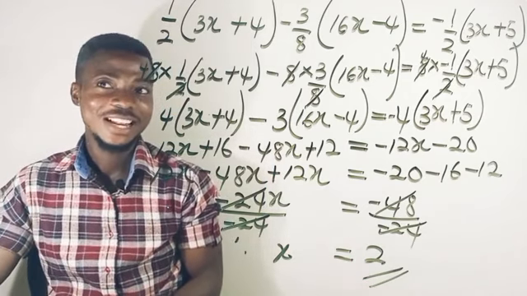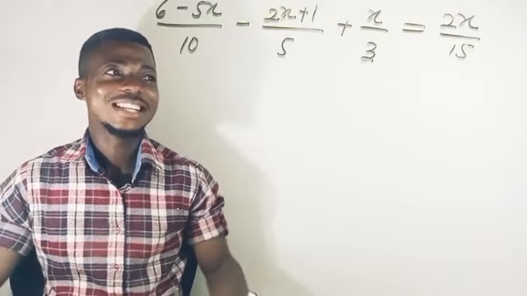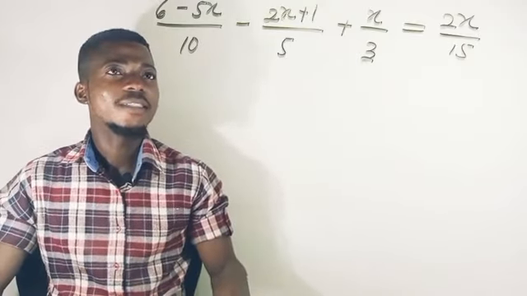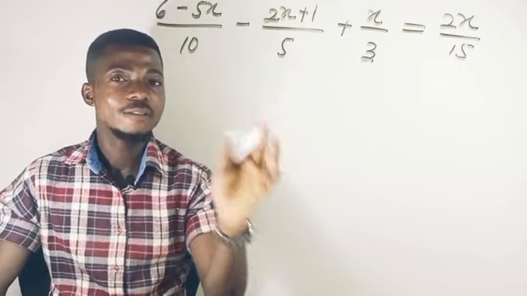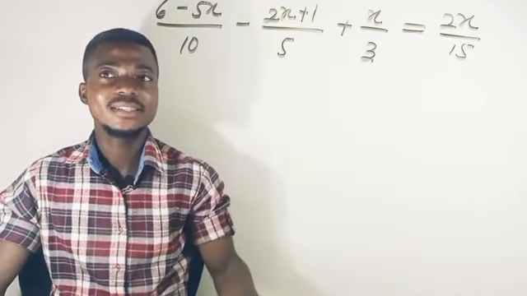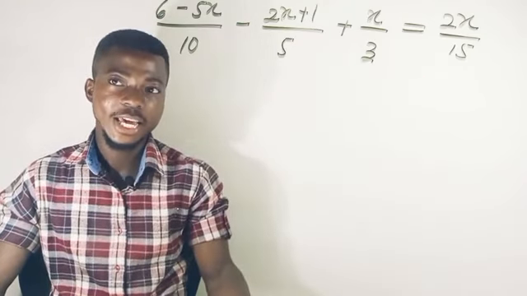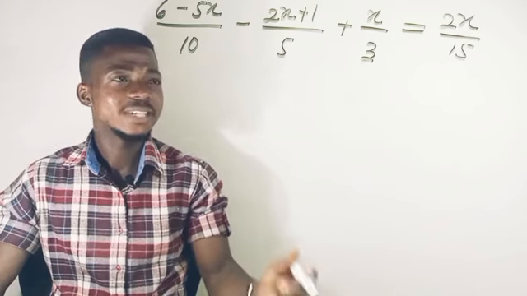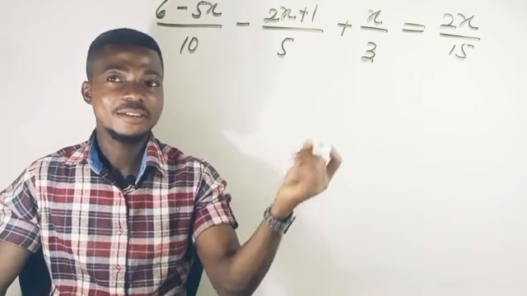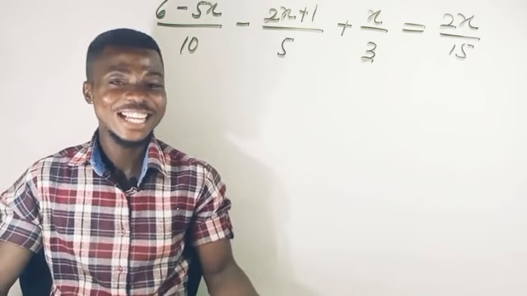You want to solve another example? Okay. Yeah. So this should be our last example, okay? As simple as I've been saying. First thing, you have to find the LCM of the denominators. So you have to find the LCM of 10, 5, 3, and then 15, okay? So what's the LCM of 10, 5, 3, and 15? So the LCM is what? The LCM is 30, all right?